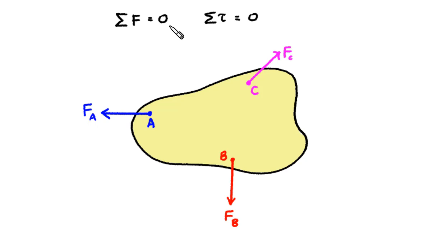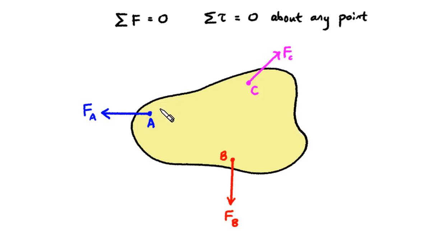Let's remind ourselves that for static equilibrium, net force must be zero. Net moment also must be zero. And because net force is zero, we don't even have to calculate net moment about the center of mass of the object. We can calculate the net moment about any point we fancy and still expect the net moment to be zero. So net moment is zero about any point.